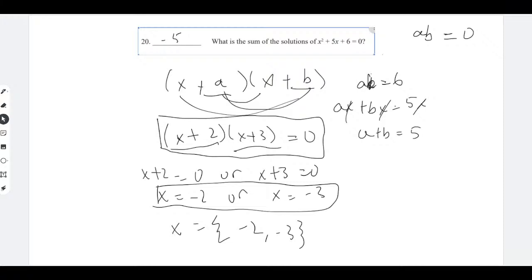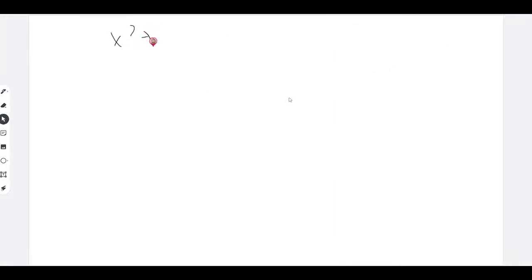Let's also solve this with the quadratic formula just to get a feel of it. So we can do that on the other side. I'm just going to copy that same equation: x squared plus 5x plus 6. So let's say we're solving this by the quadratic formula. We're going to start with the formula, right? x is equal to -b plus or minus the square root of b squared minus 4ac, over 2a.